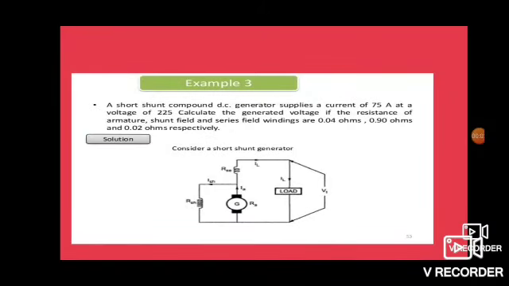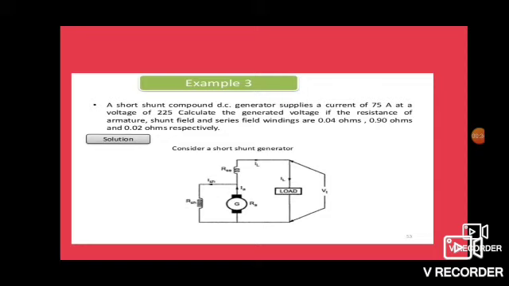Next problem, a short shunt compound DC generator supplies a current of 75 ampere at a voltage of 225. Calculate the generated voltage if the resistance of armature, shunt field and series field winding are 0.04 ohm, 0.90 ohm and 0.02 ohm respectively. Here the load current is 75 ampere and the voltage Vt is equal to 225 volt, Ra is 0.04 ohm, RSH is 0.90 ohm and RSE is 0.02 ohm. They are the given data. We have to find out the value of generated voltage, that is EG.